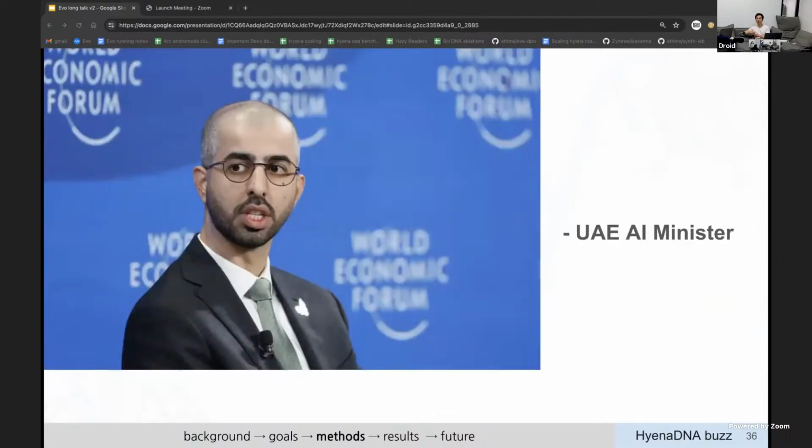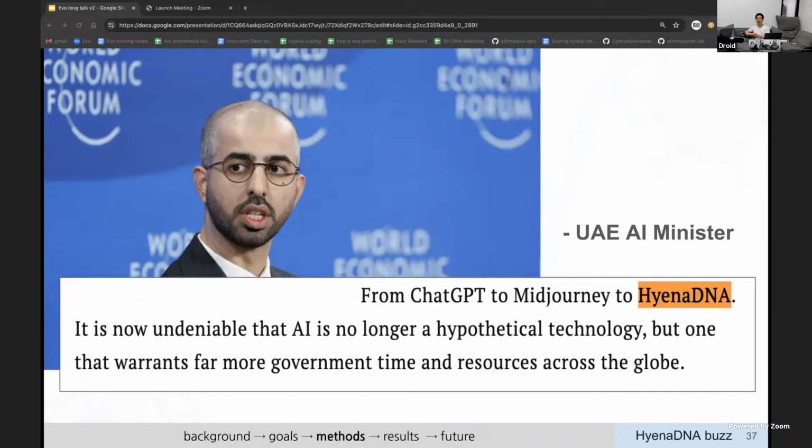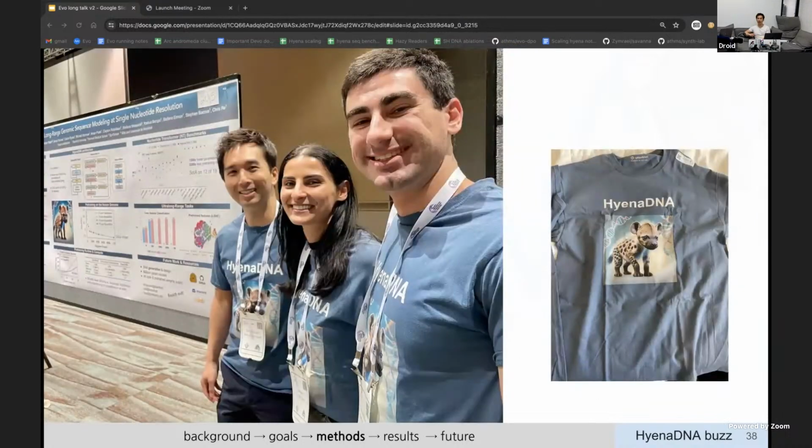This is a fun quote. I thought it was interesting to share. HyenaDNA got some buzz online. It was fun to see. And there's this AI minister from the UAE that caught wind of the work and said this quote, which said, "From ChatGPT to Midjourney to HyenaDNA, it is now undeniable that AI is no longer a hypothetical technology, but one that warrants far more government time and resources across the globe." Thought that was flattering. Maybe it went to our heads a little bit. We got T-shirts to promote the work.